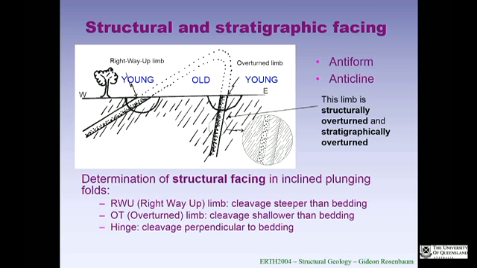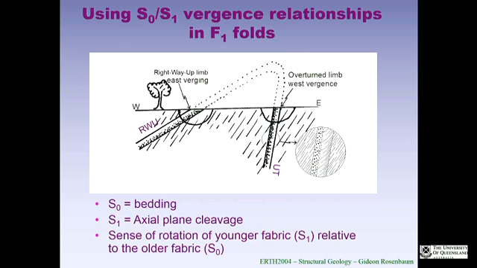Now, as I mentioned before, that will be the case in most situations, but not in all. And we can look at an example, I think, in the next slide, where we get more complicated relationships. But let's see how we actually do that. So when we actually come to this out in the field, how can we work out the structural facing, the vergence relationships? The way that we do that is basically by looking at the relationship between S1, so the axial plane of the first generation folds.